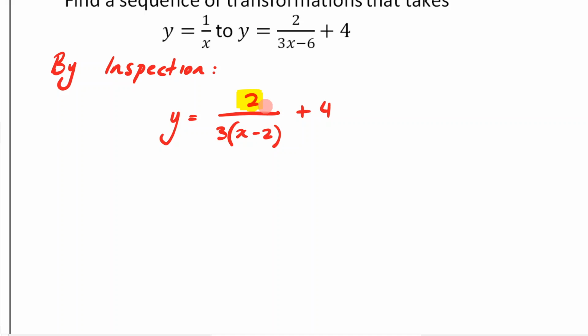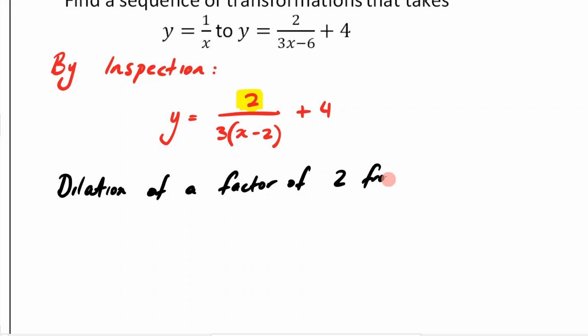The first one I'll read off is this 2. Remember, I start with my dilations. So that's why I'm starting with this 2. So dilation of a factor of 2 from the x-axis. Then I'm going to read off my other dilation which is occurring here, which is this 3.